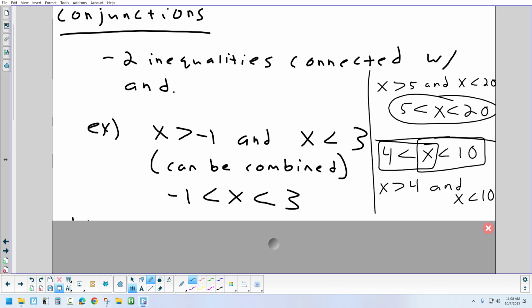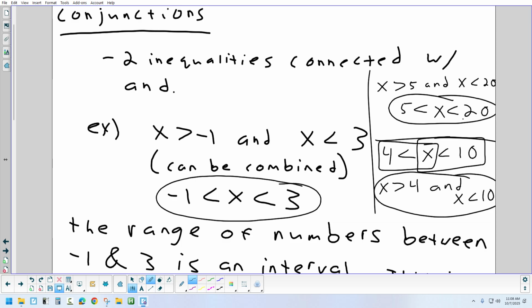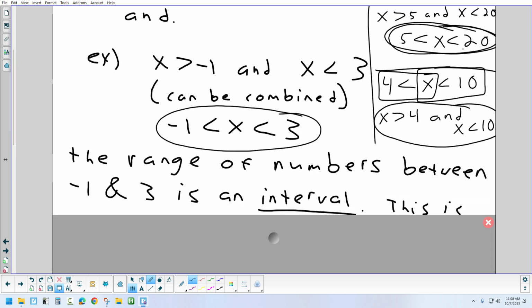Okay, all three of these that I just did, they're all talking about what we call an interval, or like a range of numbers. This is the range of numbers between -1 and 3. This is the range of numbers between 4 and 10. And this was the range of numbers between 5 and 20. So we're going to talk about some different words that we can use to describe these intervals. And the words that we're going to use are bounded versus unbounded, and open versus closed.